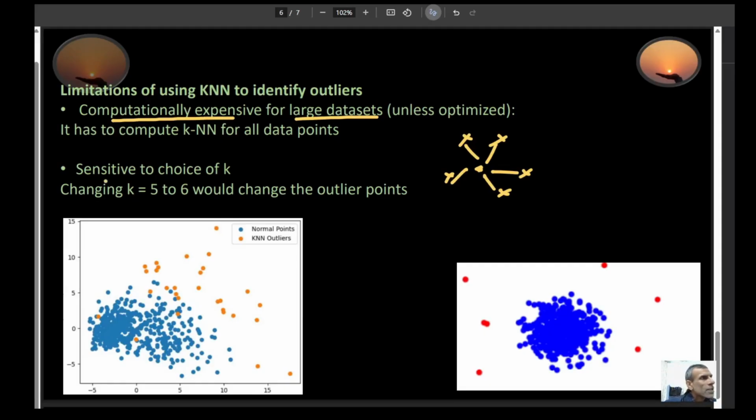And then it is sensitive to the choice of k. Just by changing your k equal to 5, maybe to k equal to 6, that would change your outlier points.